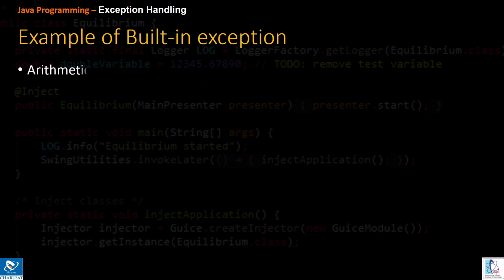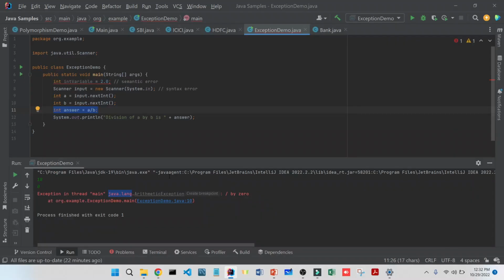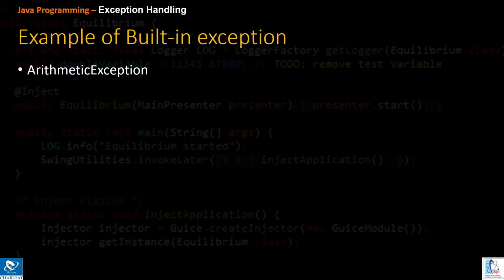The first one is the ArithmeticException, which we have seen in our example. Here it is. So the type of this exception is ArithmeticException. I'm just putting this in a comment because it is not required now. Okay. Another example of an exception is the ArrayIndexOutOfBoundsException. So let me demonstrate this.